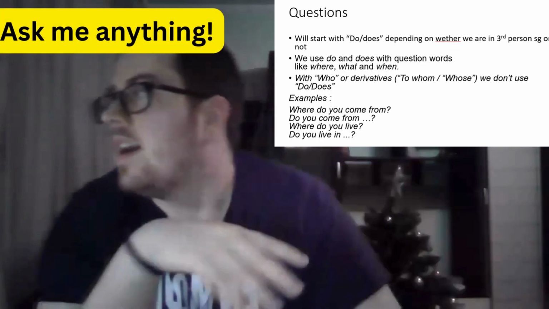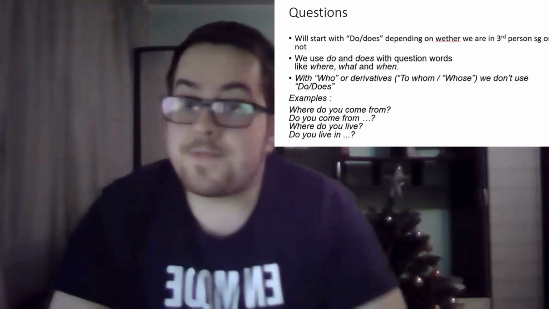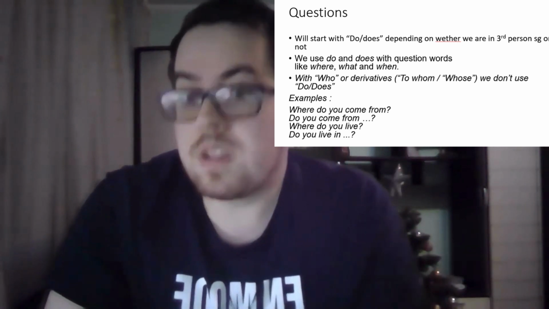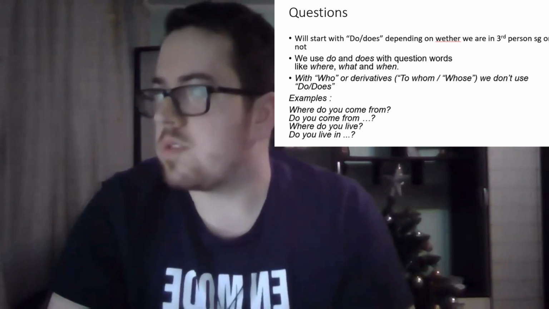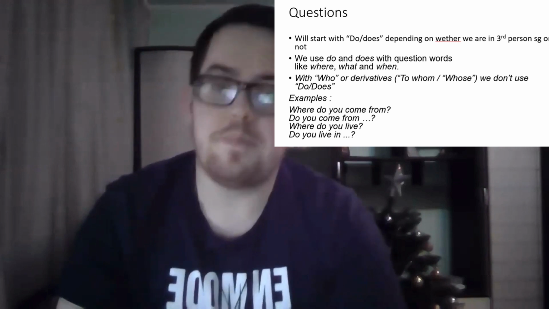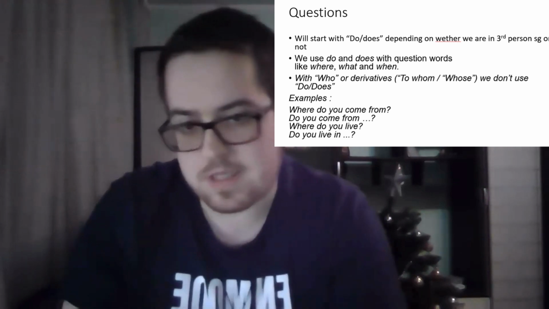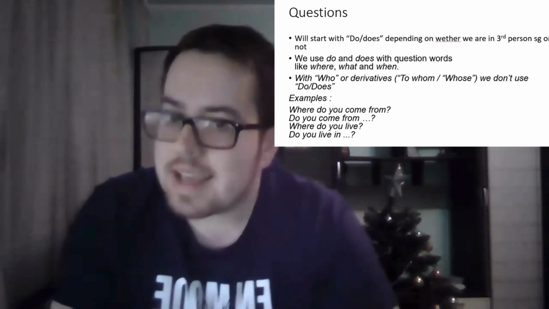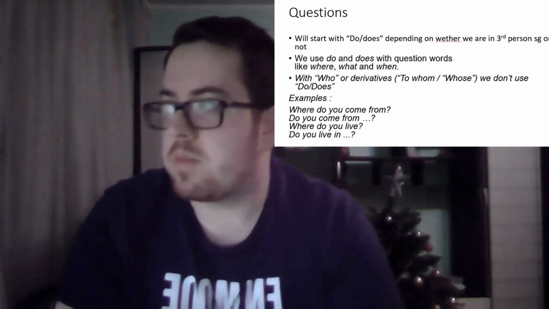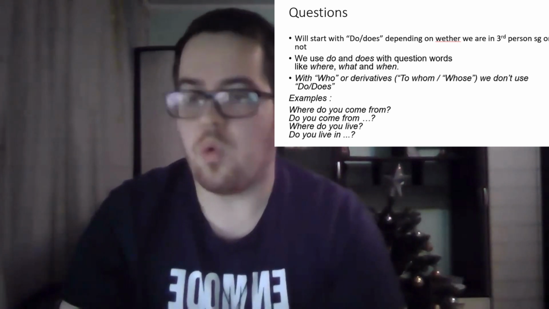Okay? Then we have to think about the fact that these are affirmative sentences. But the affirmative sentences answer two different questions. So, how do we form those questions? Those questions will start with do or does, depending on whether we are in the third person singular or not, obviously, because we've talked about how the s at the end affects the form of the verb. We use do and does with question words such as where, what, and when.